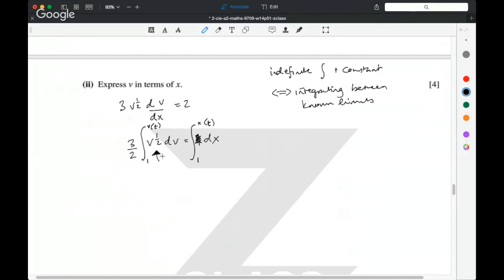Well, these things with the square roots, you can usually recognize what they are. It's going to be v to the 3/2, and then that 3/2 is what came down. So we just take away that guy between 1 and v of t, and that's just equal to x between 1 and v of t. And so you see that v of t, to the 3/2 minus 1, is equal to x minus 1. Minus 1's cancel. So you get that v is equal to x to the 2/3.